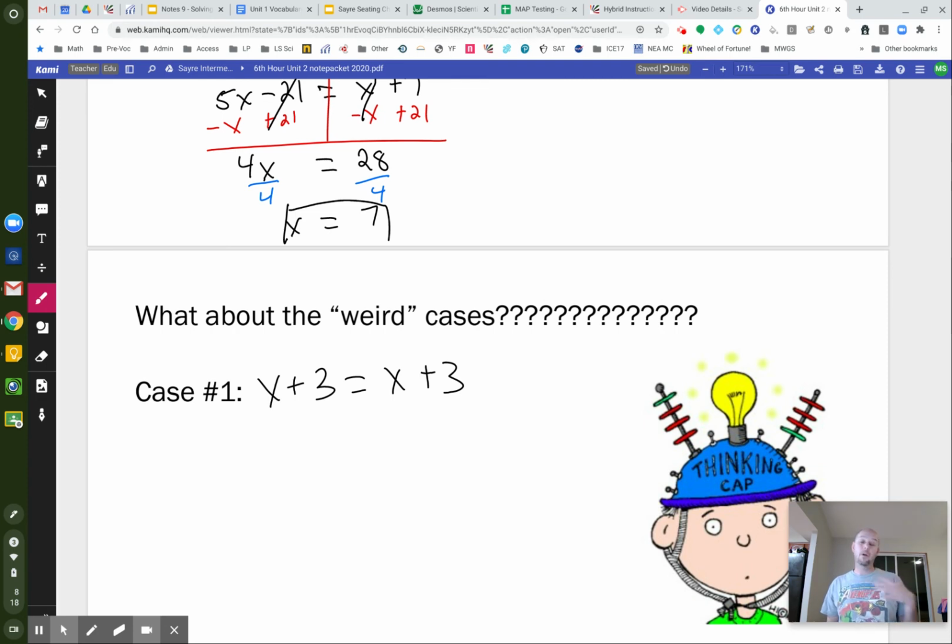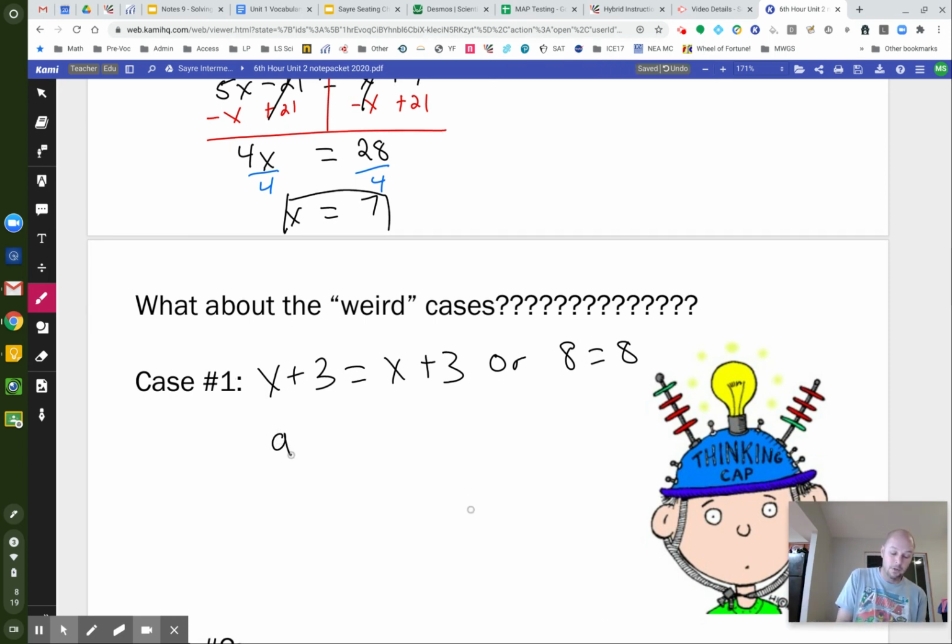So if you have the same thing on both sides of the equation, the exact same thing, every number you can think of will work for that equation. If I were to plug in 5, 5 plus 3 is 8, and that would equal 5 plus 3, which is also 8. So if you get to a point where you're done and you get something like 8 equals 8 and it's true, that means your answer is all real numbers. In other words, every number is going to work for that.